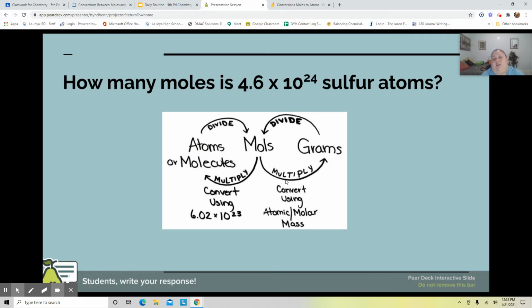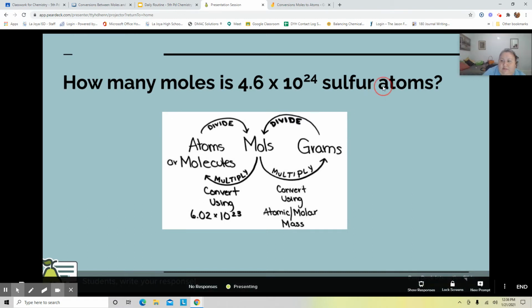All right, you got a question, and this is a Pear Deck question, so technically you're supposed to do it on your own. Find what they're giving you and figure out, am I going to multiply by Avogadro's number? Am I going to divide by Avogadro's number? And try it out. So it says here, how many moles is 4.6 times 10 to the 24 sulfur atoms? So now they're giving you atoms again, and they're asking for moles, right?